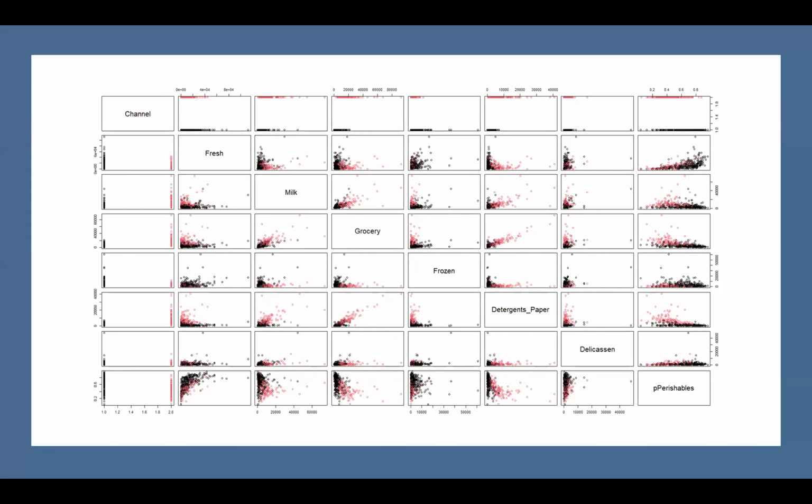So here I have the pairwise plots, and it might be a lot to process, but one thing I have to mention is that for channel and detergents paper, you can see that all the black dots representing HoReCa are grouped to the bottom left, and the red dots representing retail are further to the right and spread out, indicating that retail customers actually do spend more money on detergents and paper. Similar can be said for grocery as well. All the black dots are grouped towards the bottom left, and the red dots are further to the right. There is also a positive correlation between grocery and detergents paper, indicating that both of these are likely to be significant, as we'll see in the next slide.